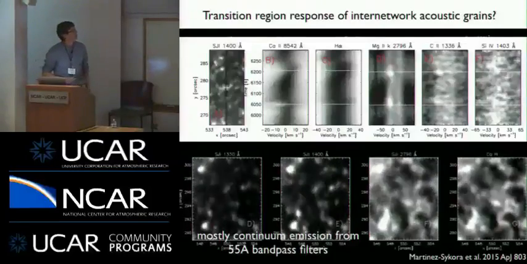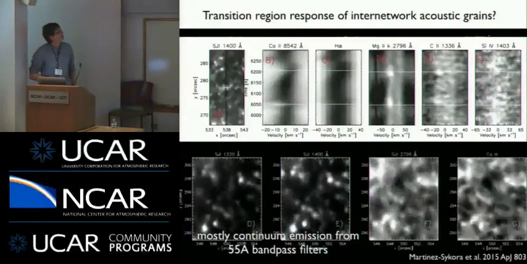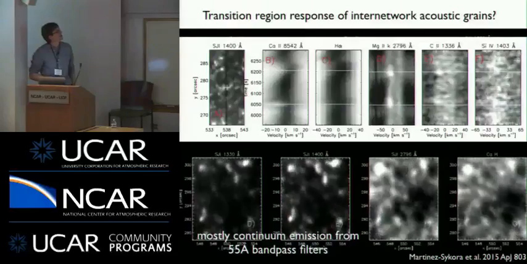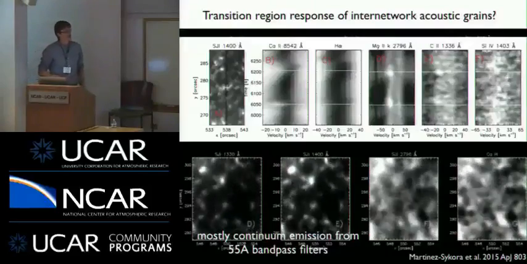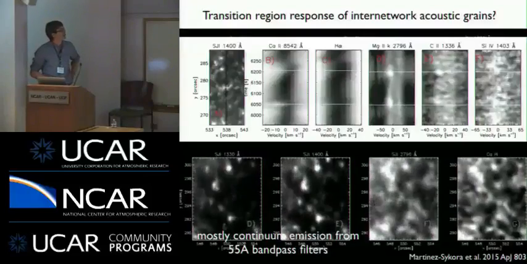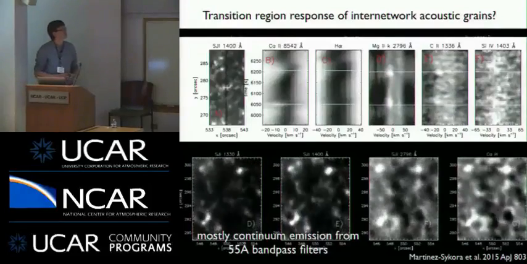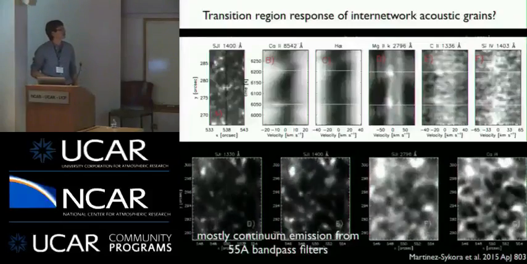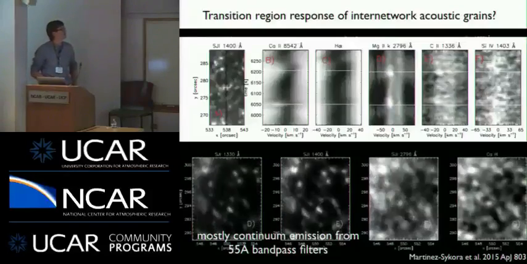But if you have a close look at the spectra, then you see the grains in calcium H, in calcium H542, and in effect also in H alpha and in magnesium K. But there's hardly any signal in carbon 2 and silicon 4. So we have to conclude that most of the signal that you see here is an effect of the continuum.